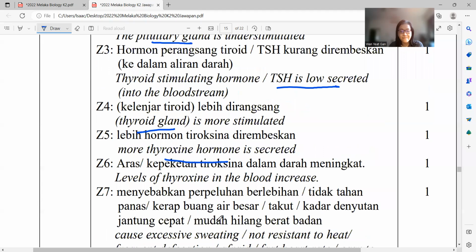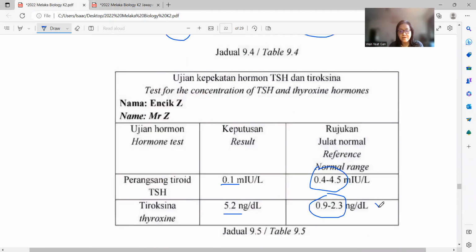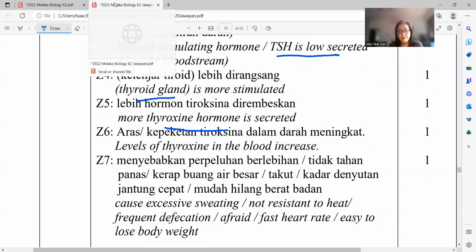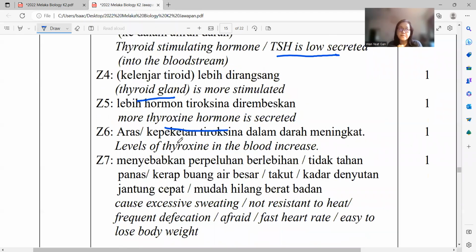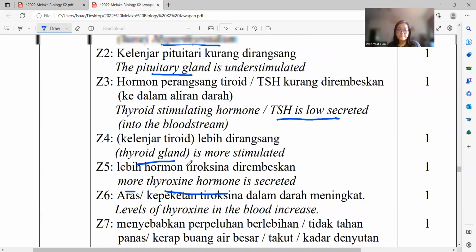With a high level of thyroxine, as you can see from the result here, he has a very high thyroxine level, which means that his metabolic rate will be very fast. He also has other symptoms like excessive sweating, frequent defecation, fast heartbeat, and he loses body weight very fast, because of over-secretion of thyroxine hormone.